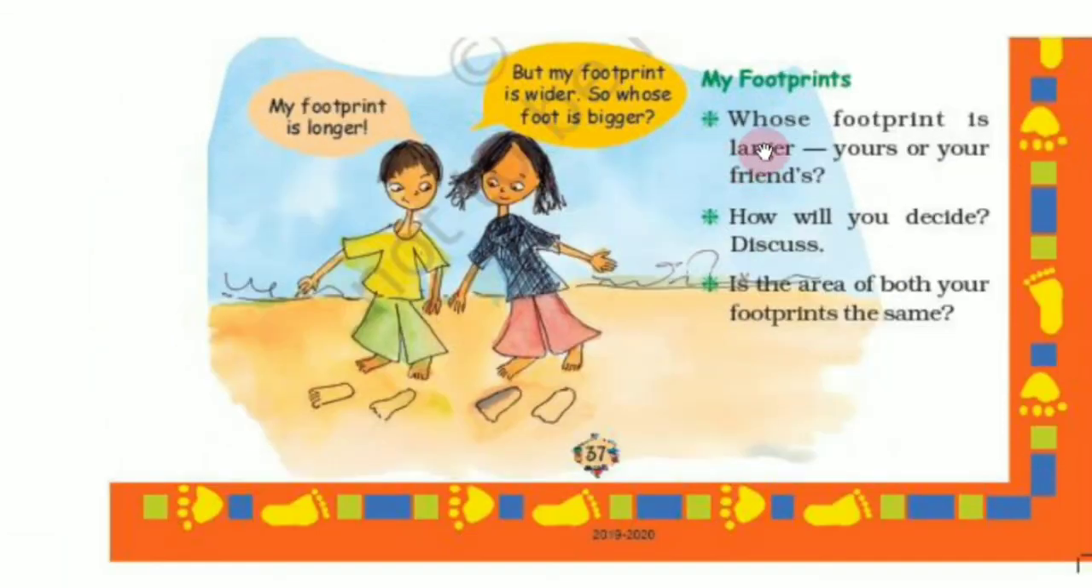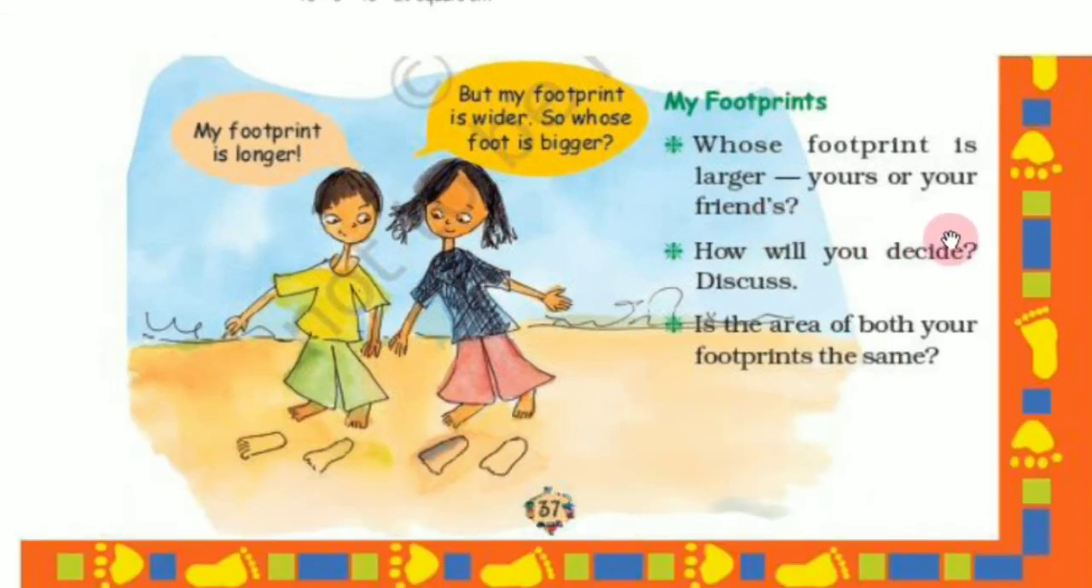Now questions are, whose footprint is larger, yours or your friends? How will you discuss? Is the area of both footprints the same? So children, you can know whose footprint is larger by finding out the area. And you can decide by finding out the area of both footprint. And the area of both footprints are the same.